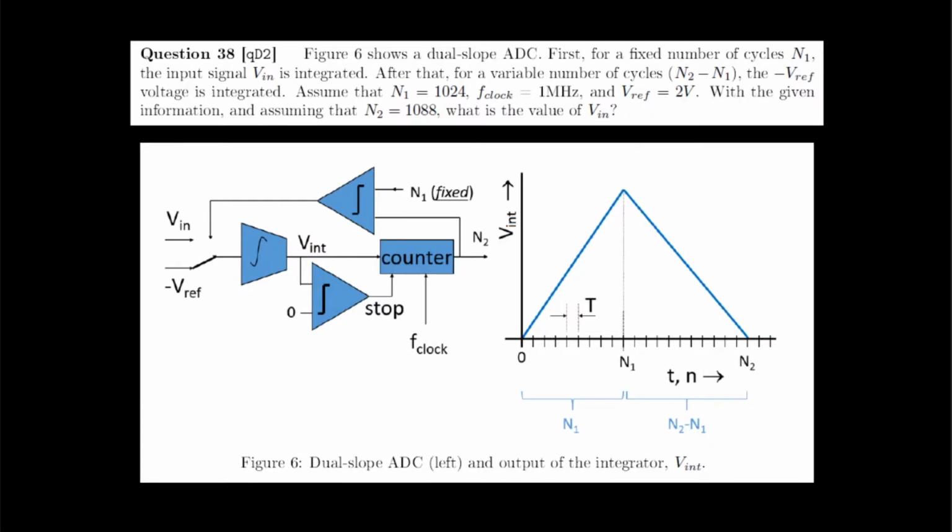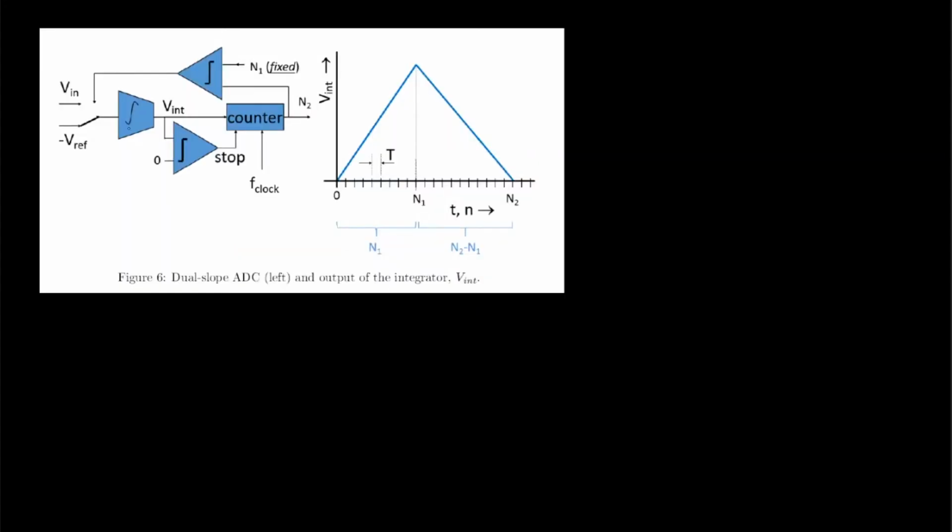Assume that N1 is 1024, f clock is a megahertz, and Vref is 2 volts. With the given information and assuming that N2 is 1088, what is the value of Vin? To find the value of Vin that yields us the given N2, it helps to first derive the transfer equation of this circuit. So, what input gives what output?